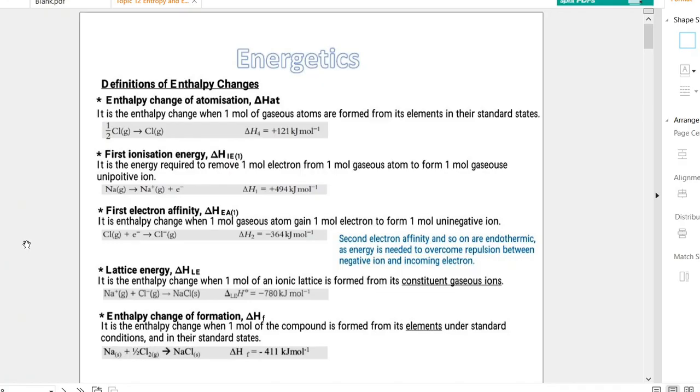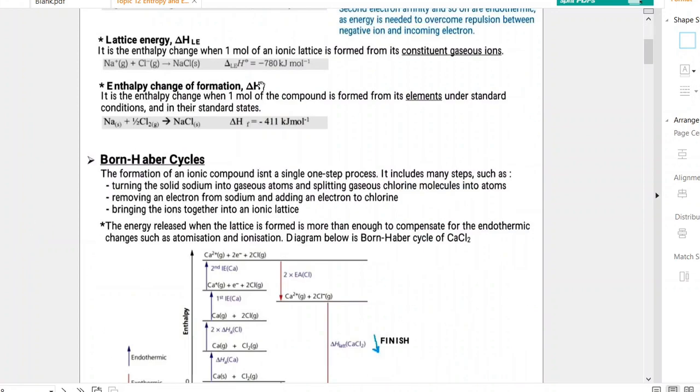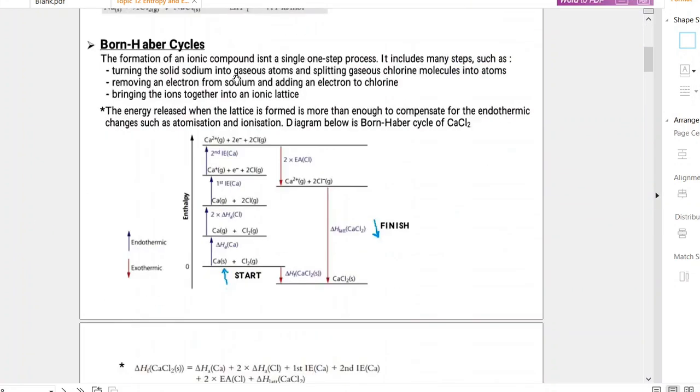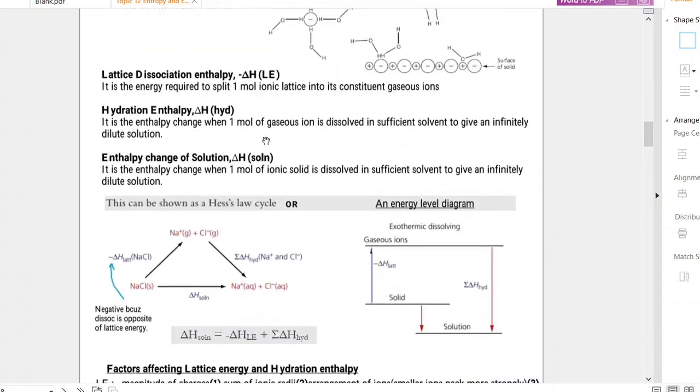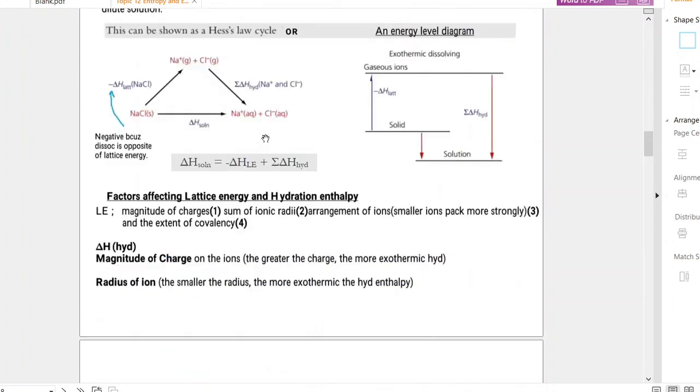Welcome to this video. This is topic 12 of Edexcel International LFL Chemistry. This is the second topic of Unit 2. This is also topic 13 for Edexcel LFL Chemistry for those in the UK. So let's get started. So energetics, we will cover it in 4 pages. Page 1, page 2, page 3, page 4. That's it.